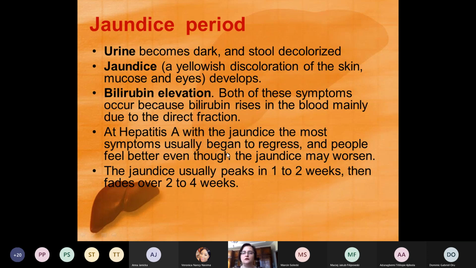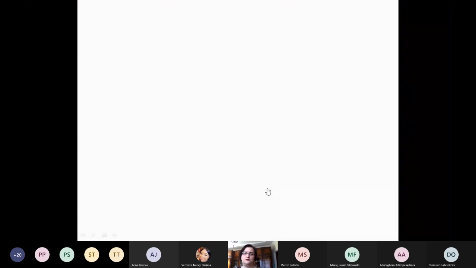But such persons have to stay in hospital because we don't know exactly when there can be some relapses or something like that. People feel better even though the jaundice may worsen during hepatitis A. For B, C, and other hepatitis, it's not true. The jaundice usually peaks in 1 to 2 weeks, then fades over 4 weeks.